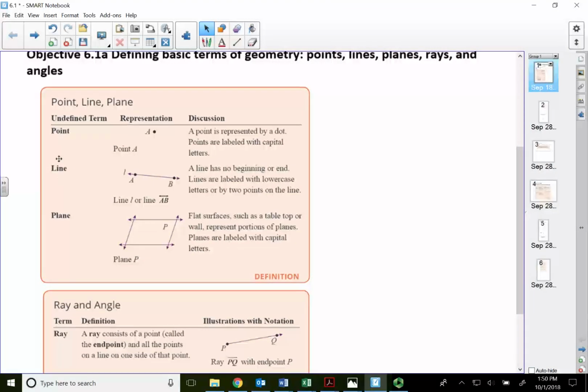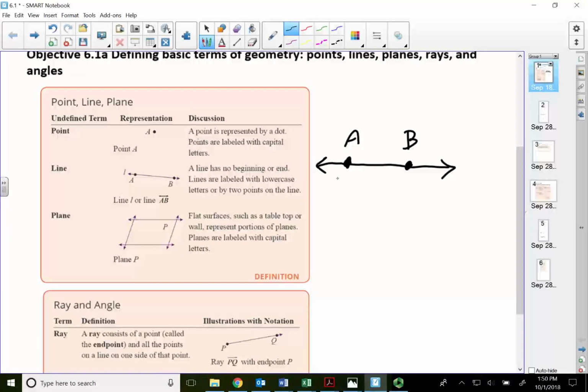So let's say here is a line. A line has no beginning or end. Lines are labeled with lowercase letters or by 2 points of the line. So there are two different ways we can label a line. As you know, if we have 2 points, we can connect them with a line. A line has no beginning and no end. It keeps on going forever.